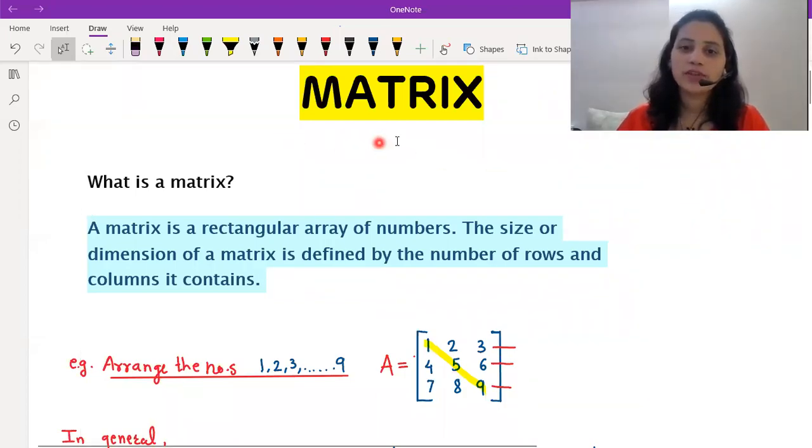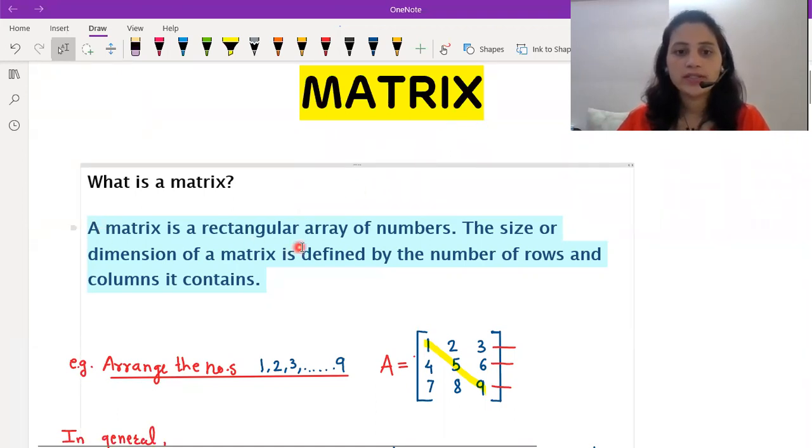Today I'm going to start with the topic matrix. Let's see what it means. A matrix is a rectangular array of numbers. The size or dimension of a matrix is defined by the number of rows and columns it contains. Basically, a matrix is nothing but the arrangement of numbers in a rectangular form.